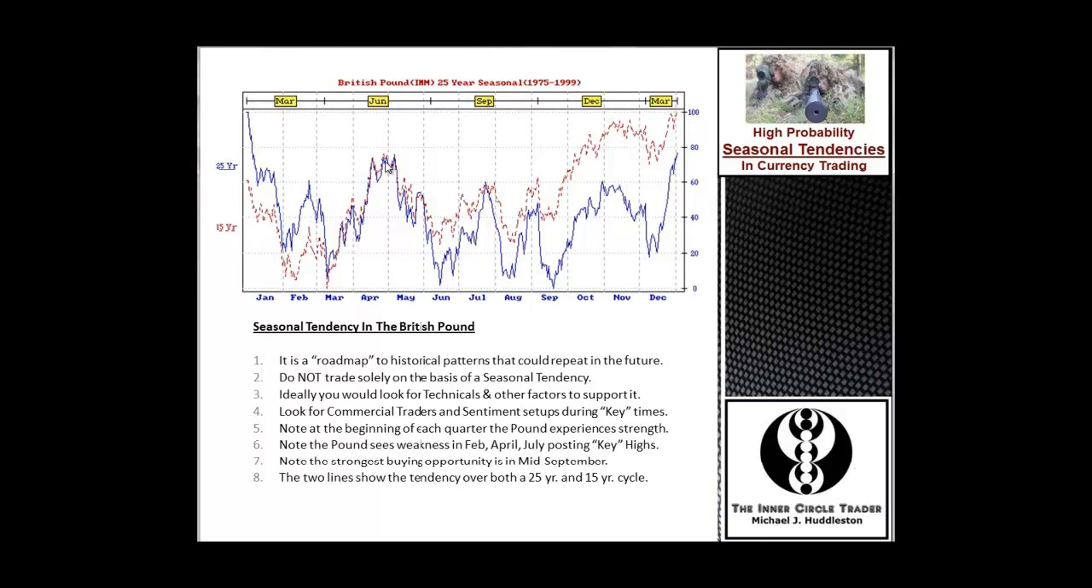Note that the pound also sees weakness in February. It typically makes a tradable high in February down into the low at March. It typically makes a tradable high in July down into mid-August. Then somewhere in late October into November, there is typically some kind of a high that's traded down into December. Then we get a Christmas rally.